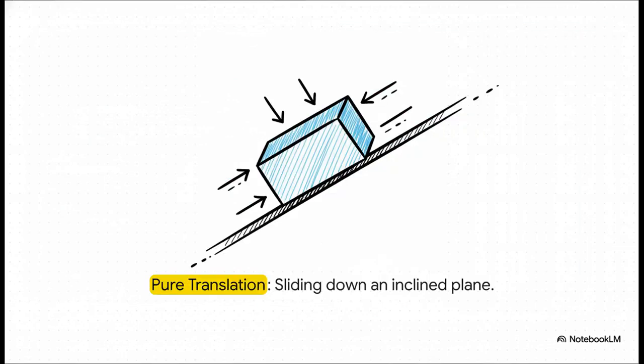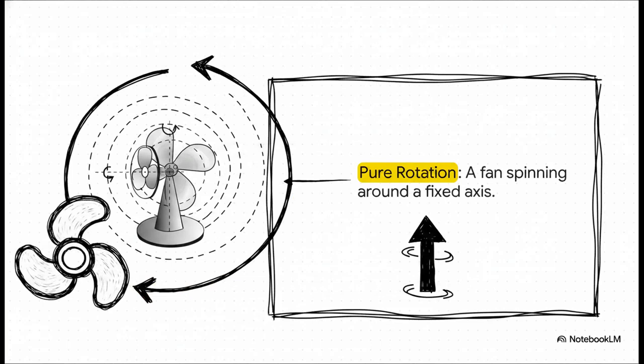A sliding block moving down an inclined plane is a perfect illustration of pure translation. Assuming there's no sideways slipping or tumbling, every single point on that rectangular block, from the top corner all the way to the bottom edge, is moving together with the exact same velocity at any given instant. They are totally synchronized. Conversely, think about an oscillating table fan with rotating blades, or even a spinning ceiling fan.